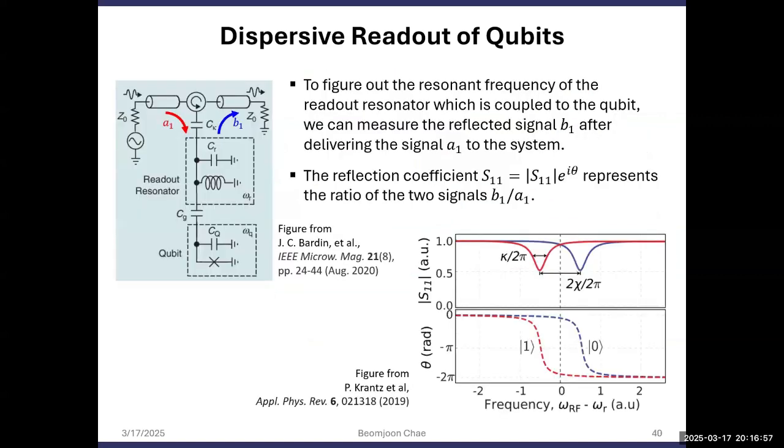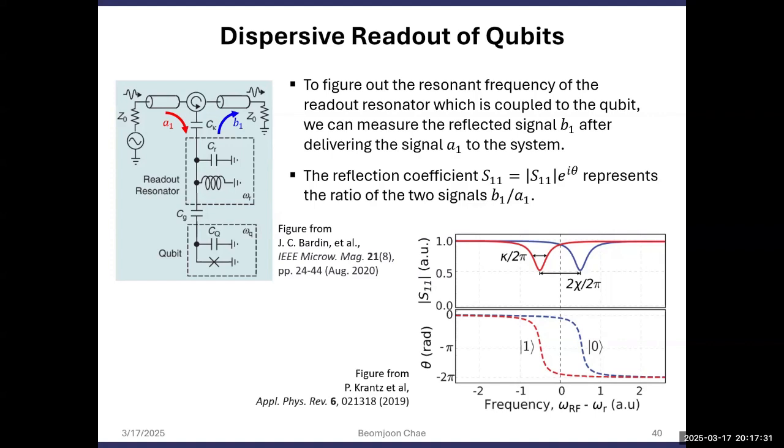So the detailed scheme of the dispersive readout is like this. To figure out the resonant frequency of the readout resonator, we can measure the reflected signal from the system. When we apply some electromagnetic signal to the system, denoted as A1, there is a reflected signal from the system, denoted as B1.